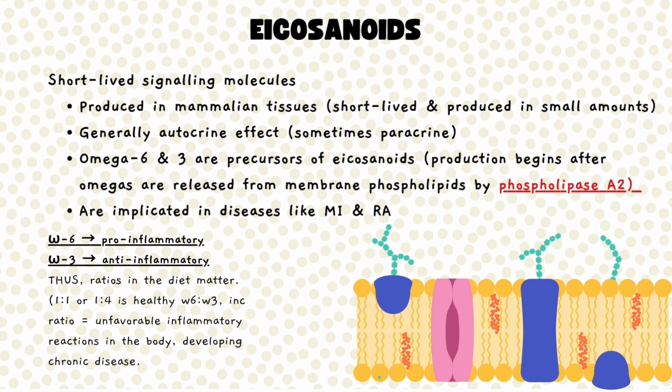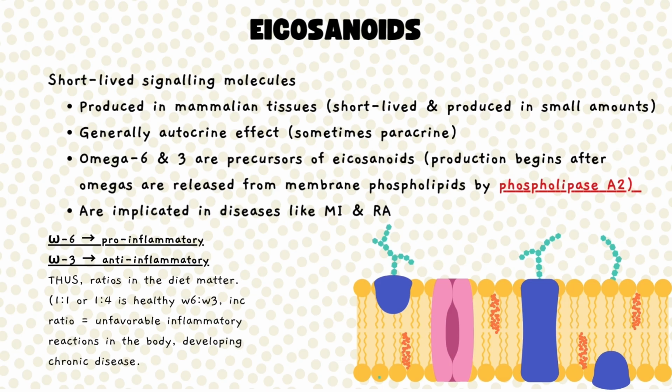Omega-6 and omega-3 are the main precursors of eicosanoids. Eicosanoids are produced after the omega-6 and omega-3 are released from the membrane phospholipids by an enzyme called phospholipase A2, which we will look into soon. Now, eicosanoids are actually implicated in diseases like myocardial infarctions and rheumatoid arthritis.